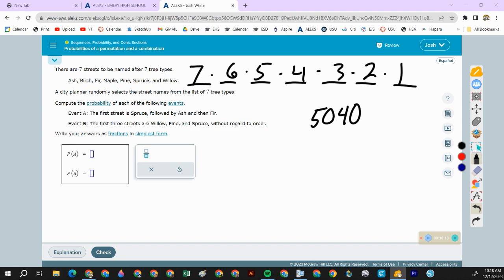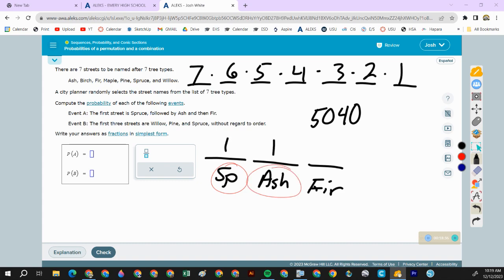How many ways are there to call the first street Spruce, the second street Ash, and the third street Fir? Well, how many ways are there to put a Spruce here? 1. We call it Spruce. Call this one Ash? 1. Call this one Fir? 1. So 1 times 1 times 1 is 1 over 5,040.